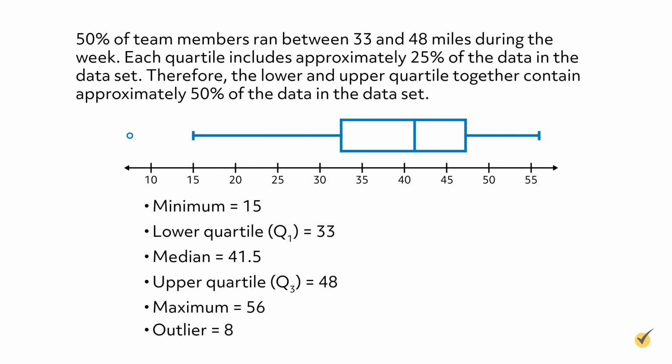What percentage of team members ran between 33 and 48 miles during the week? 50% of the team members ran between 33 and 48 miles during the week. Each quartile includes approximately 25% of the data in the dataset. Therefore, the lower and upper quartiles together contain approximately 50% of the data in the dataset.